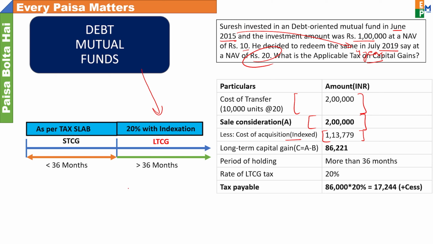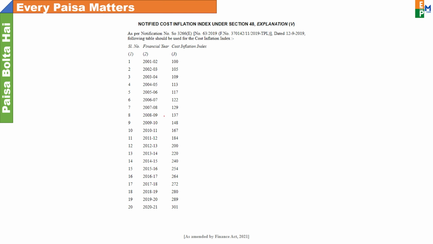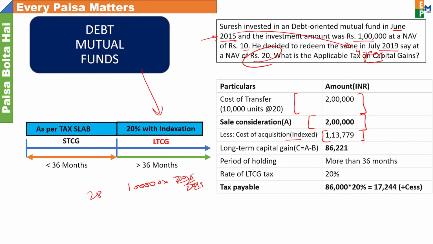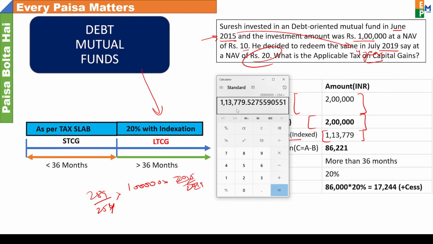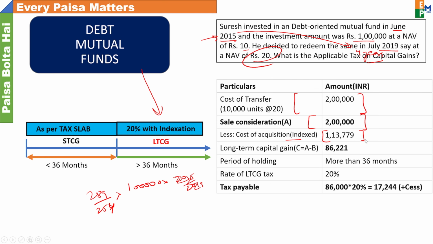So how will this be arrived at? We will take 1 lakh rupees, multiply it by the CII for 2015, and divide by the CII of 2019. Let's quickly go to that slide. So we see for 2015 it is 254, and for 2019 it is 289. So we do 289 divided by 254, and when we multiply, the value comes out to be 1,13,779. So that's the value that we have taken. That's the indexed cost of acquisition, and since the holding is more than 36 months, it is long-term capital gain, and the profit or gain comes out to be 86,221.